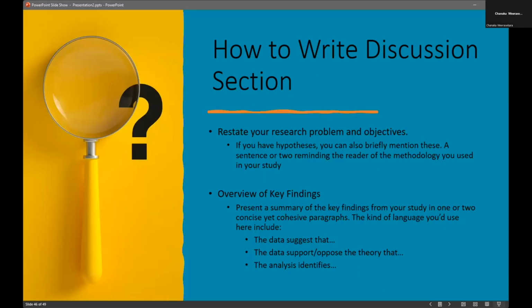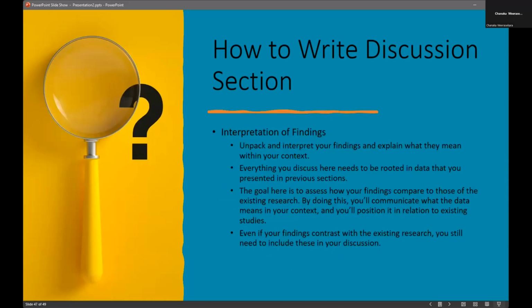There you can use phrases like the data suggests, the data supports or opposes the theory, the analysis concluded, it identifies. These sorts of conclusive words you can use in the discussion section when you are reporting on your findings, right? So the last but important thing about the discussion section is again the middle part, the interpretation of the findings.